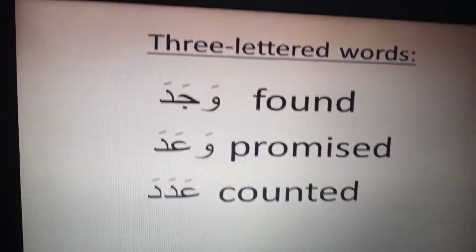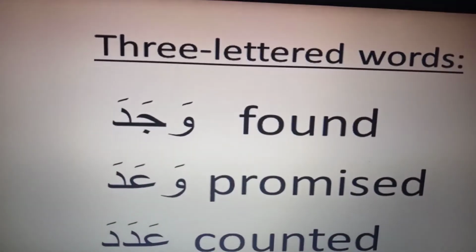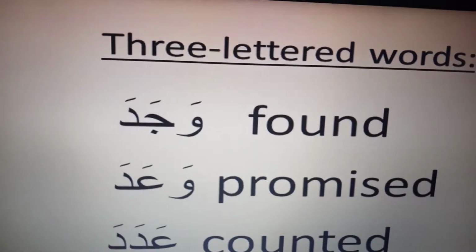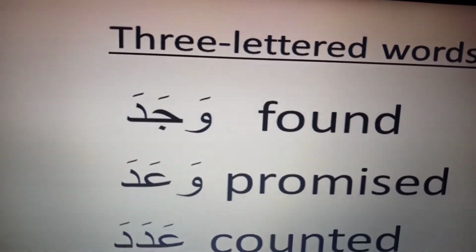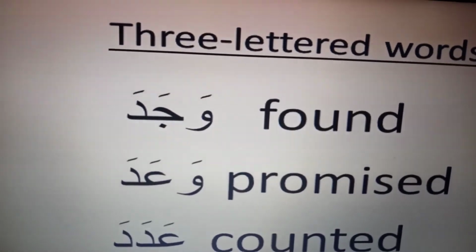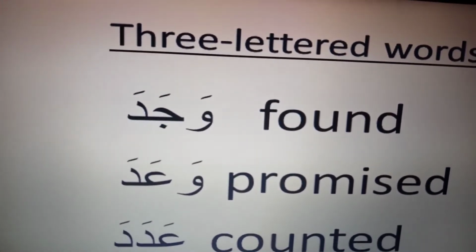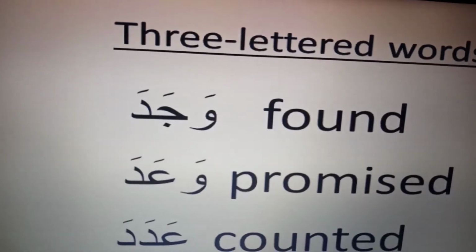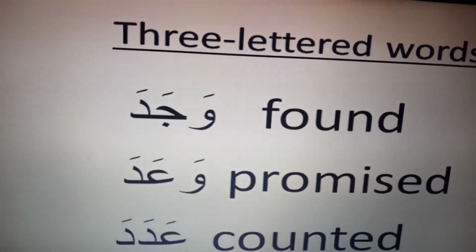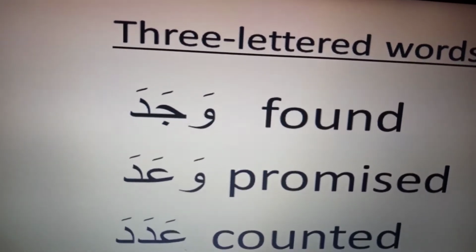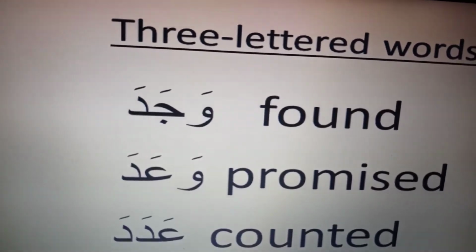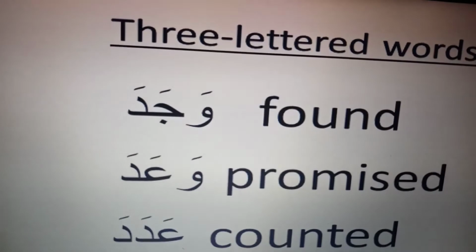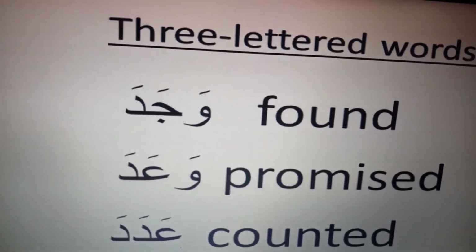So let's start with the first word, wagada. How to pronounce it? The first letter is waw, pronounced as wa. The second letter is gim, pronounced as ga. The third letter is dal, pronounced as da. Wa, ga, da. Wagada.